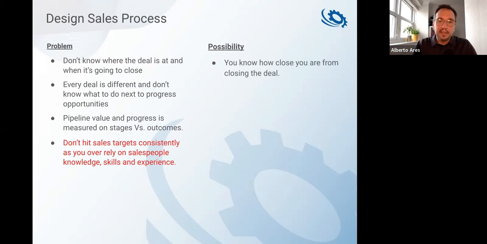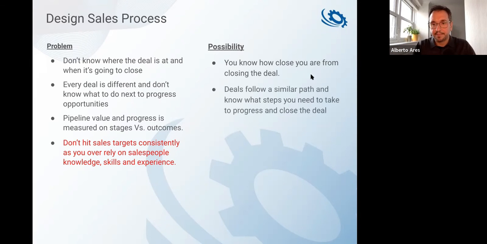So the possibility, what we're trying to do with this step by designing a sales process, is we want to know how close or far we are from closing an opportunity. We also want our deals to follow a similar path and know which steps we need to take to progress and close every single opportunity. And also we want the value of our pipeline to be measured on actual deal progress, not on where they sit on the CRM or in which stages they are, i.e. evaluation or solution, whatever their names are.